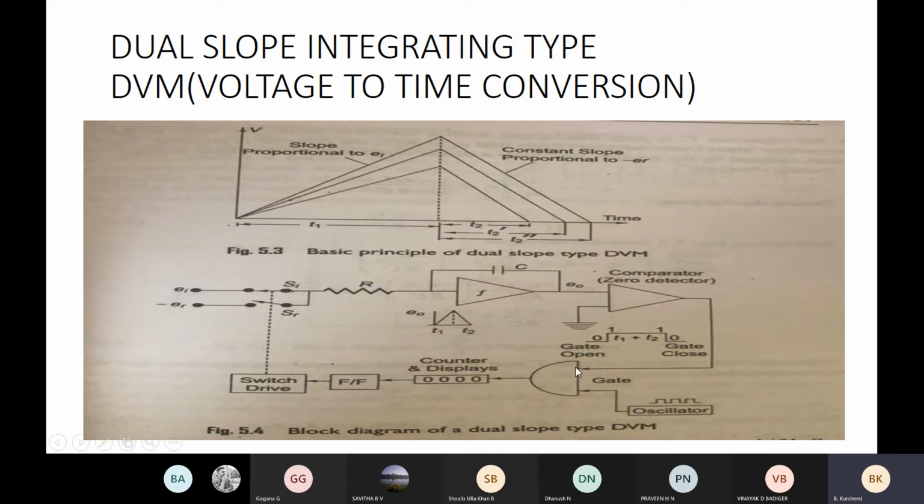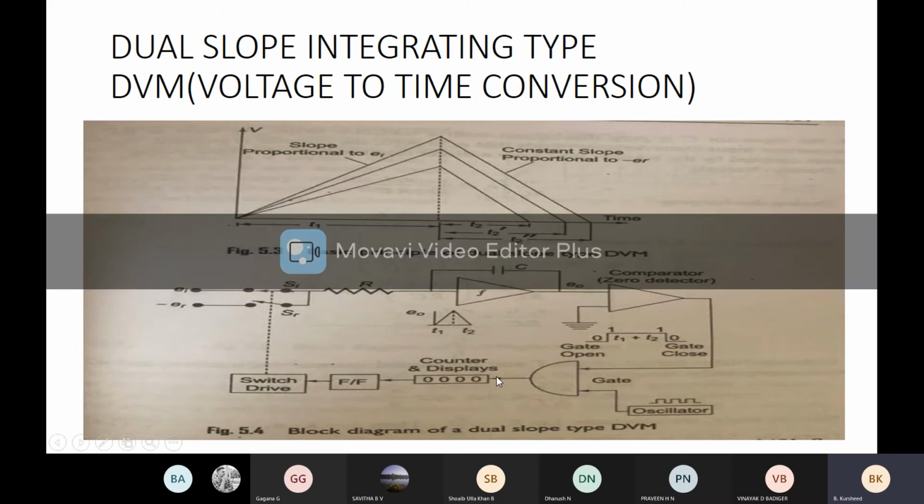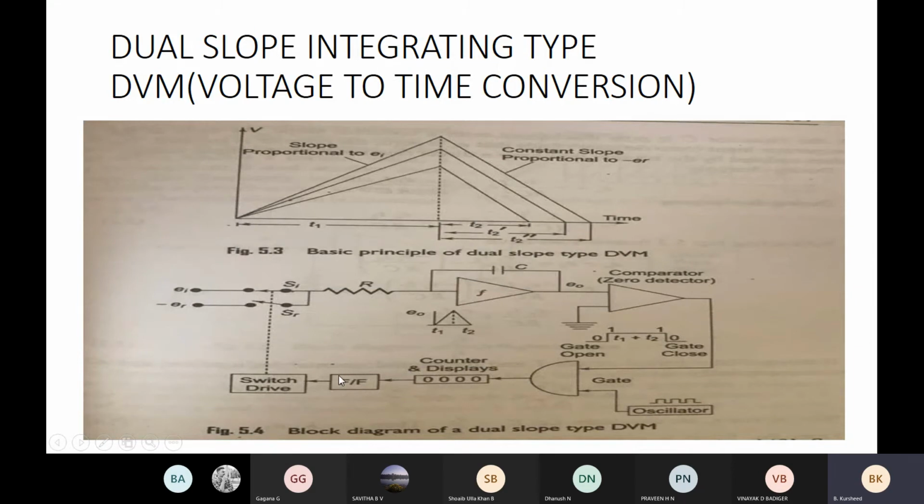When the gate is open, at that time what happens? The oscillator frequency is also given, so this is also high. Then the output will be given as pulses. Then the counter, what will it do? It will start to count the pulses. Okay, like that. Then the flip flop.